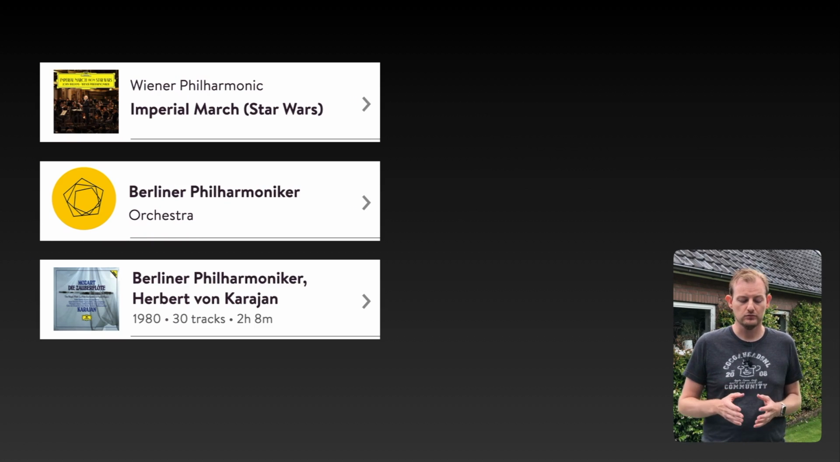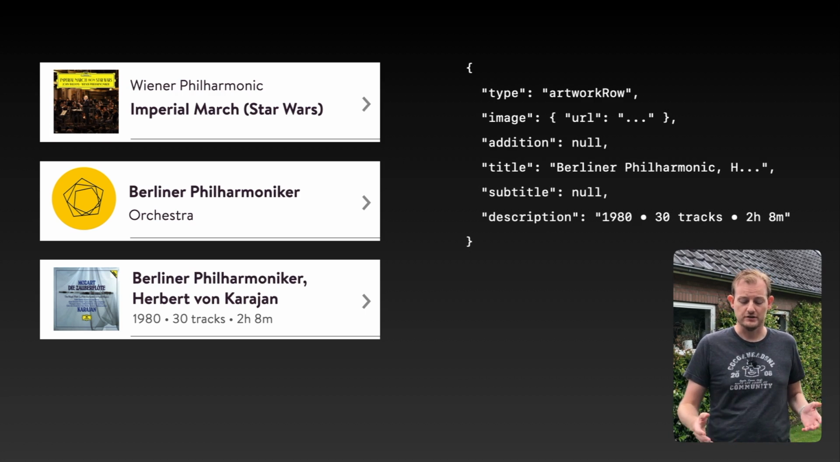Here's a different example, a table view cell that shows an artwork. Again, all variations are modeled in JSON. Here's a bunch of different fields, all of which are optional. What's interesting here is that the format of the JSON is very much influenced by the interaction design of the app.